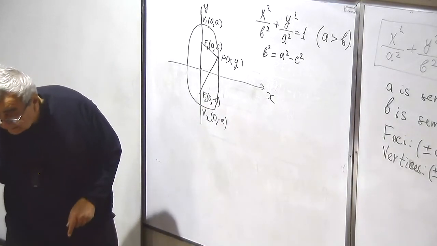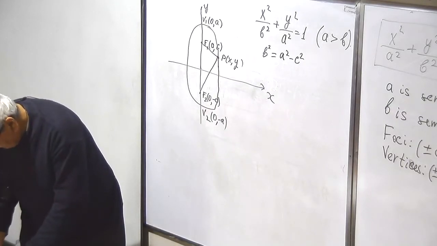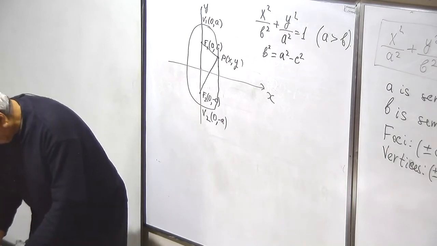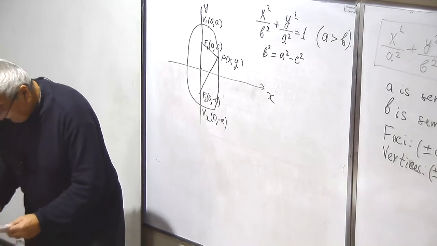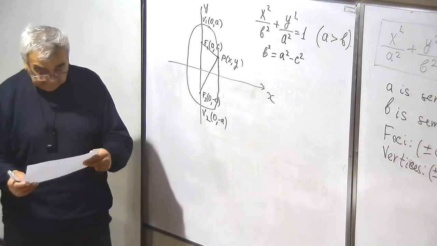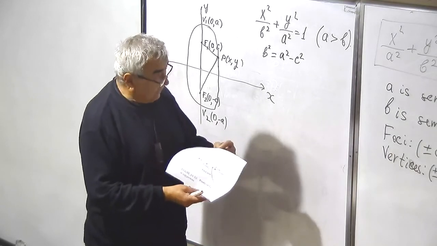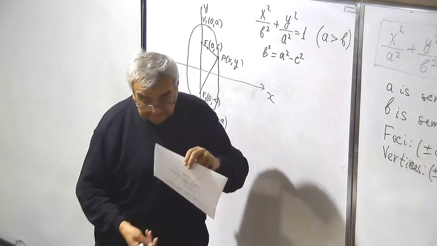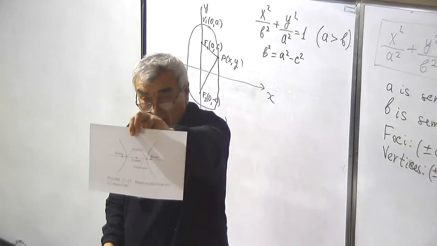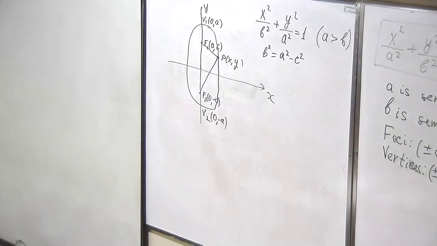And at last, let us consider another type of curve: the hyperbola. How do we define the hyperbola? Again you can see this figure. Here also there are two foci.